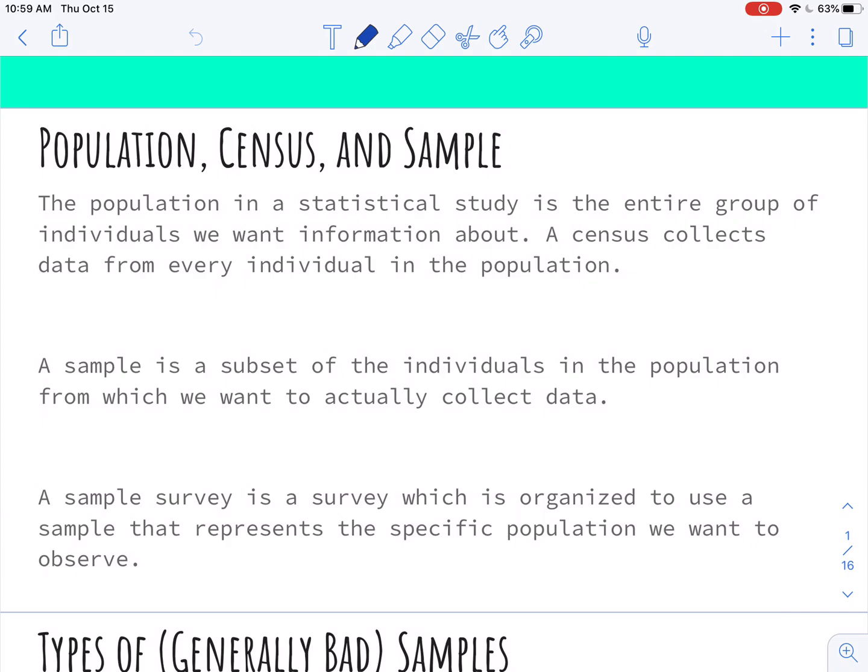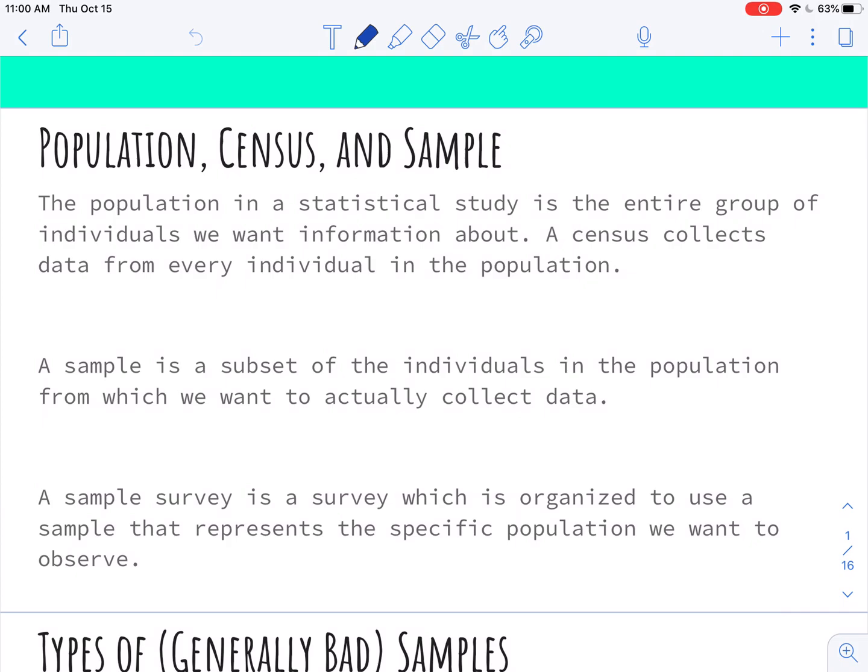A sample is a subset of the individuals in the population from which we actually want to collect data. So the population is the whole group, and a sample is a group within the population. So let's say that as opposed to a census of United States citizens, they just went through and went to every 10th house. Then 10% of the citizenry becomes the sample. Or let's say that they just chose some citizens at random. However many citizens they choose, however many they get, that's your sample.